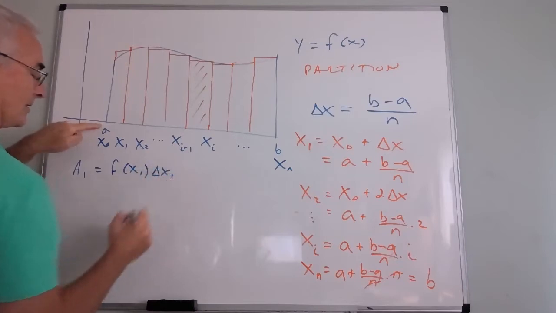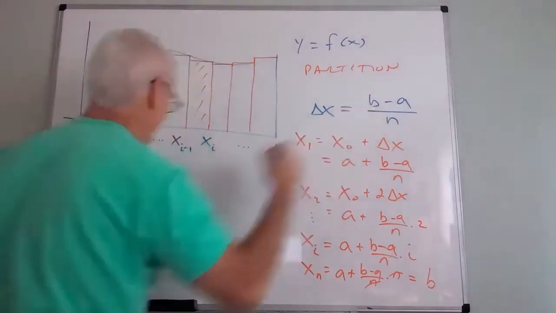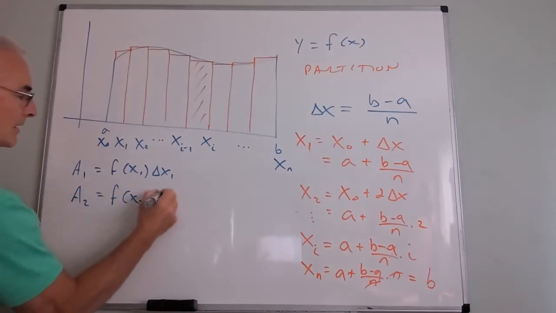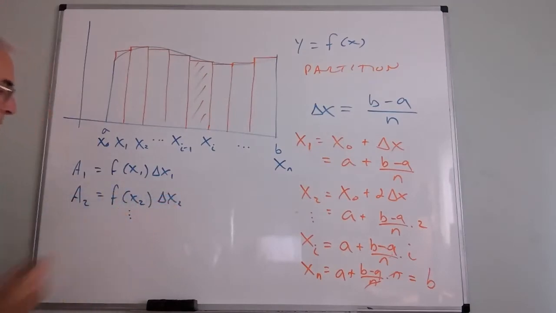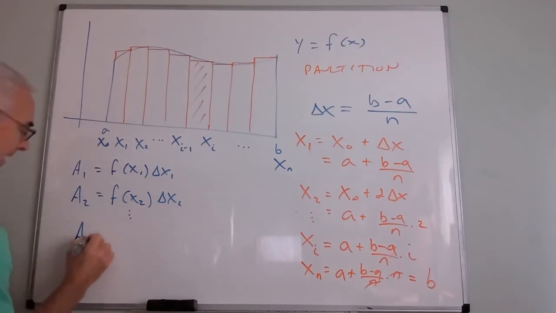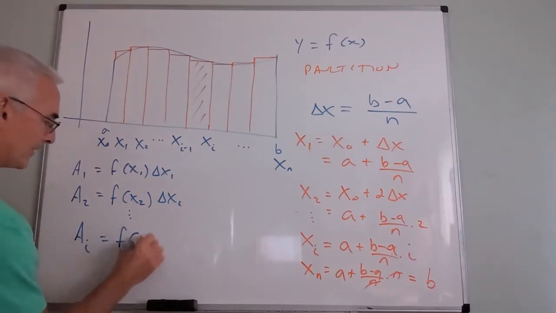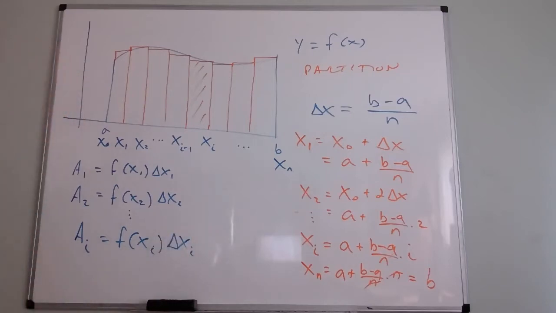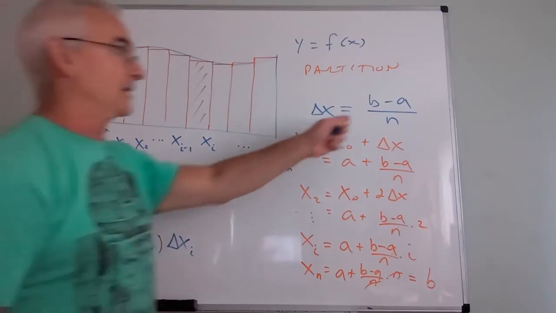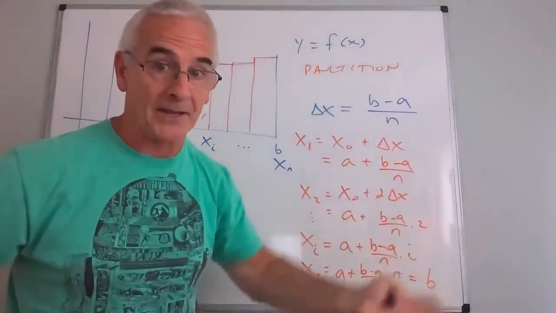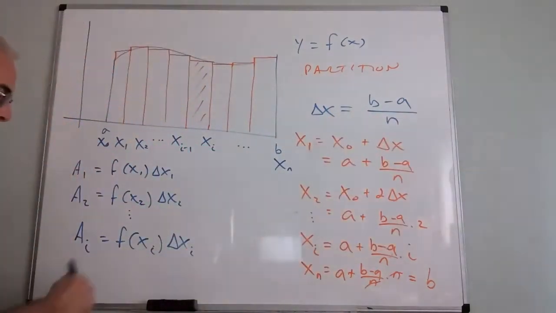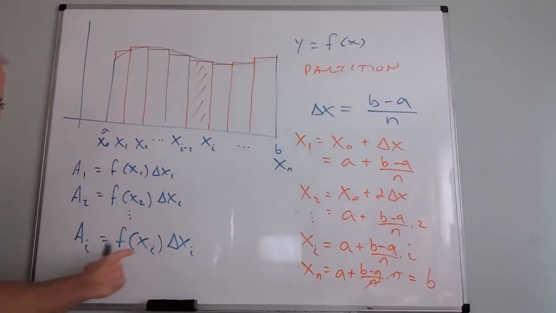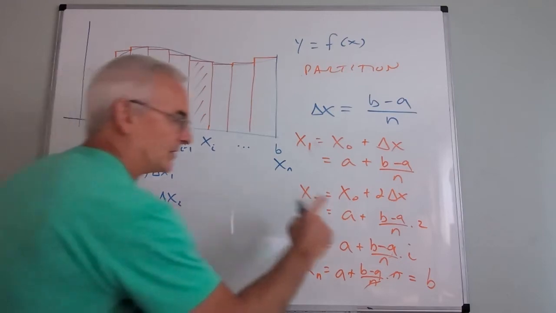times delta x1, which of course would just be this. Area 2 would be f of x2 times delta x2, and so on. The ith area would be f of xi times delta xi. Now, the nice thing in this example, all the delta x's are exactly the same. In general, they're not necessarily, but in this case, they are. Now, what I need to do is figure out a way to just do this, because I said I don't want to use x's. So I will use this.